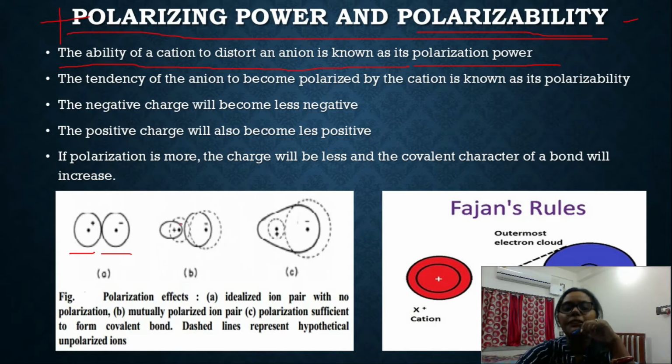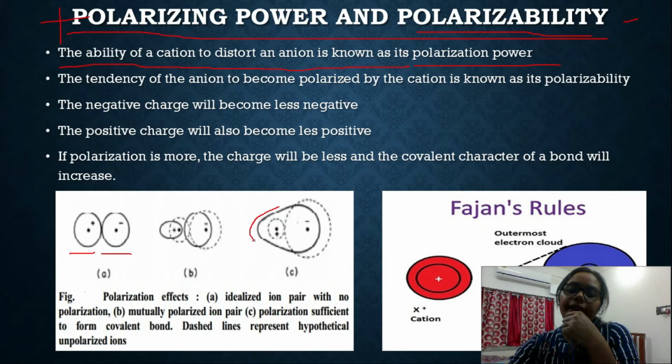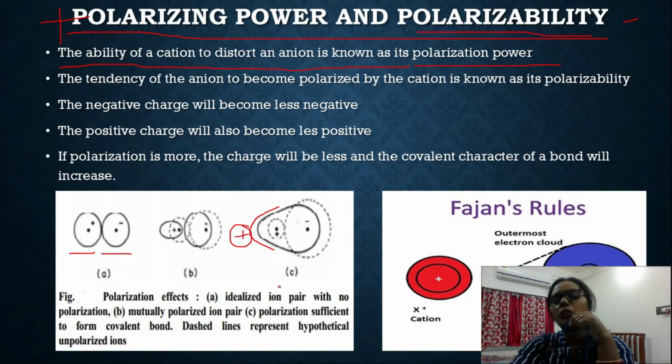Whatever the negative charge, that means the electron-rich atom. Here we have the electron density. Now what will happen in presence of a positive charge? The electron cloud will be distorted, and this type of distortion will take place. This distortion is generally taking place due to the presence of this positive charge.